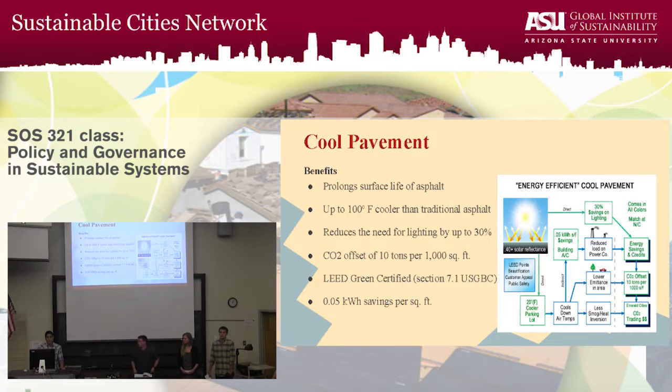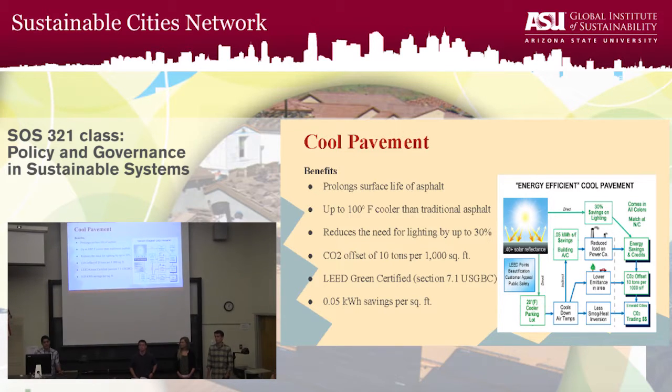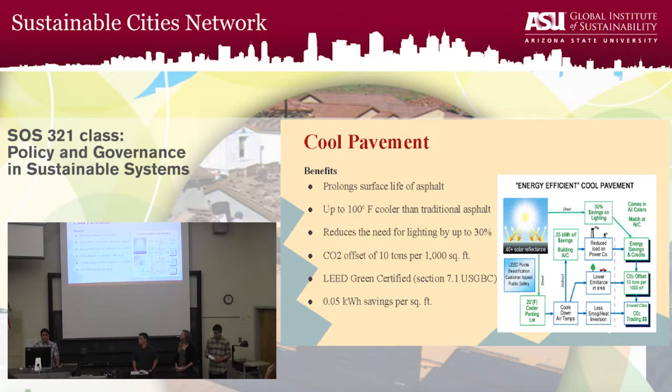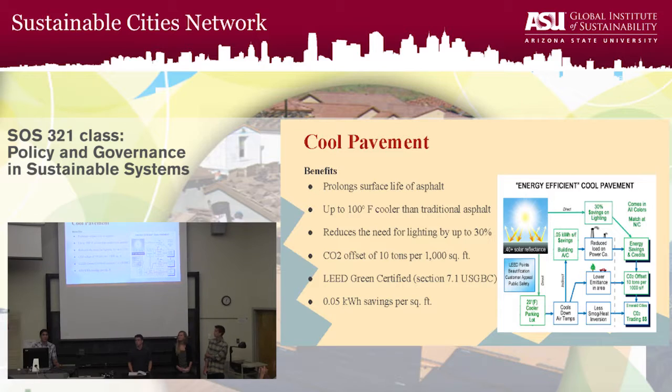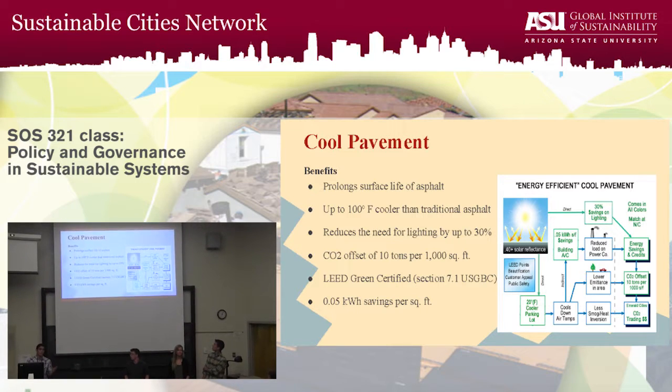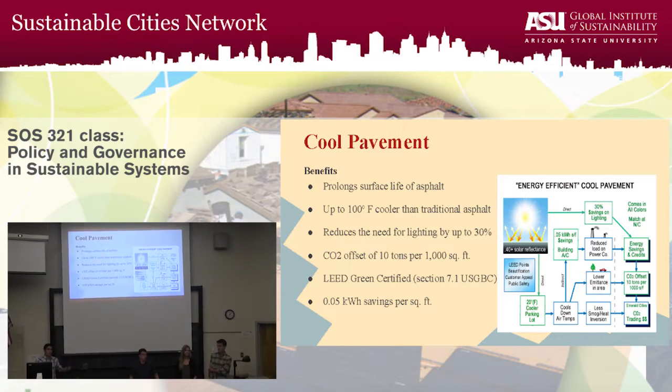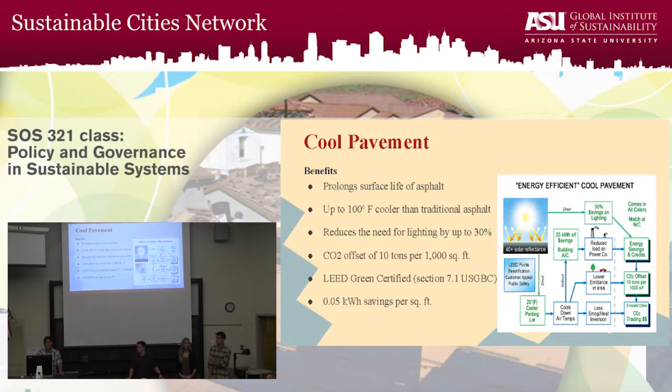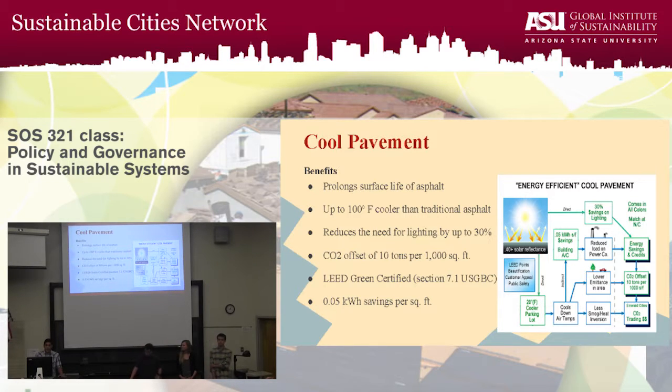It can make asphalt up to 100 degrees cooler. That's kind of optimal. It can also reduce the need for lighting by up to 30%, once again using that reflective property to increase the range which light reaches. And on emissions, it can offset 1 to 10 tons of CO2 per 1,000 square feet of cool coating put on black asphalt. It's also LEED Green certified for its beautification, customer appeal, and public safety aspects. And you can save 0.05 kilowatt hours per square foot of cool coating.